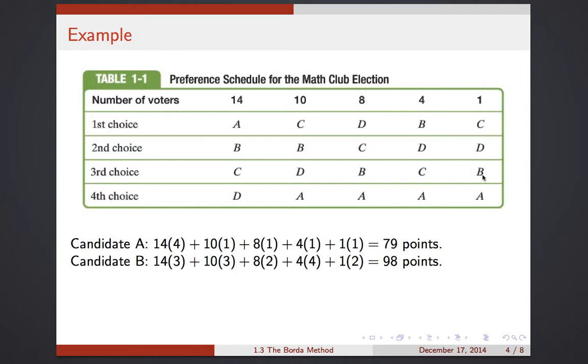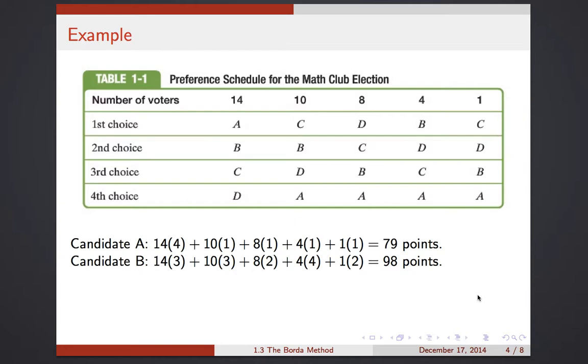So each second place vote is worth 3 points. So that's why you get 3 points here for all those 14 people and then the next 10 people. A third place vote is worth 2 points, so he gets 8 times 2 total points from the third column. In the fourth column, he gets 4 points for all of those 4 first place votes, so 4 times 4. And this last person here gave him 2 points for that third place vote. So his total is 98 points.